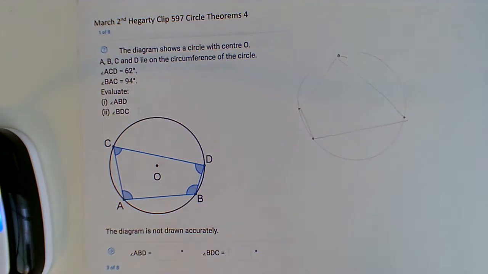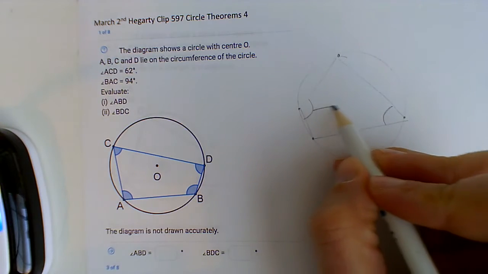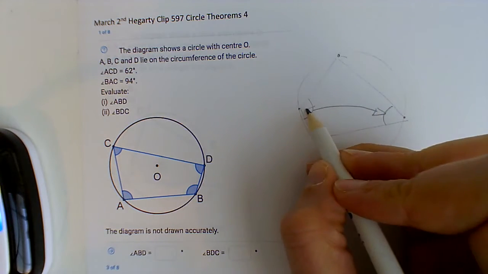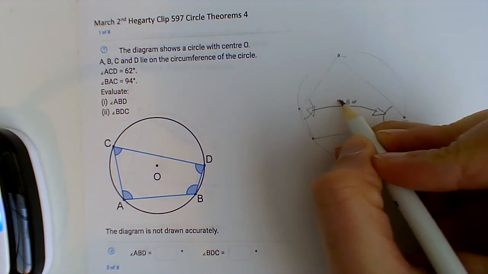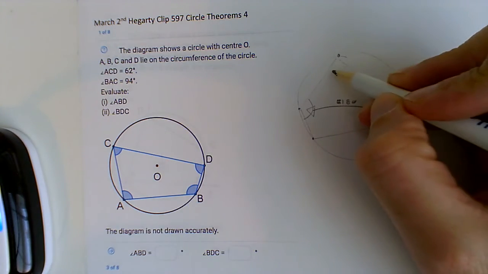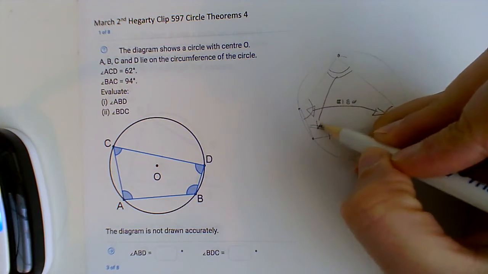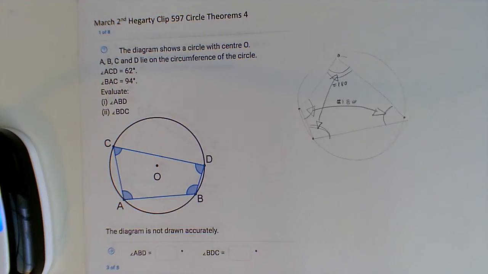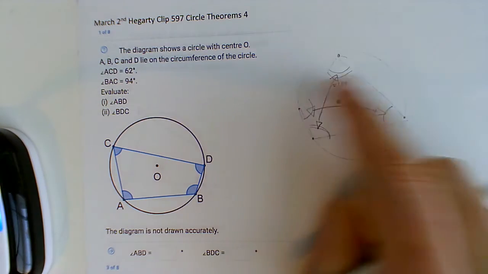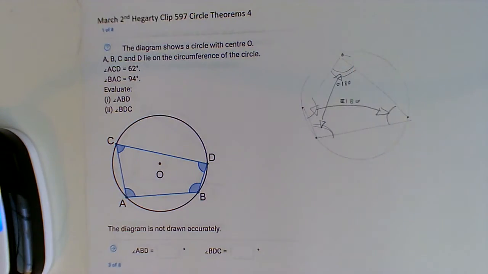Okay, and whenever that happens, what we find is that the opposite angles, so that one and that one, add up to 180. And this one, opposite angles, add up to 180. Okay, that's the rule. Opposites add up to 180, opposites add up to 180. That's all you need to be able to do.